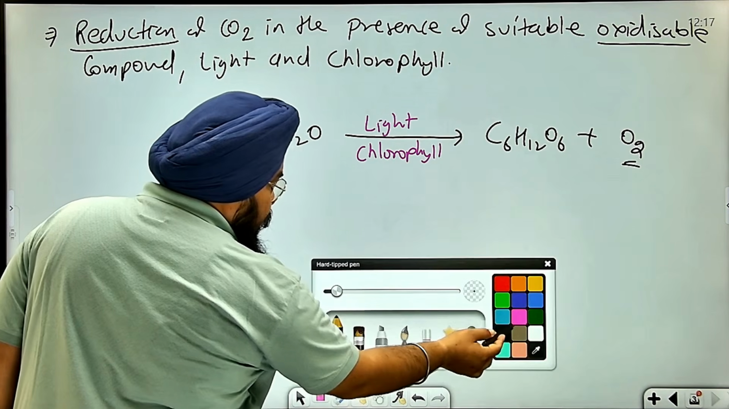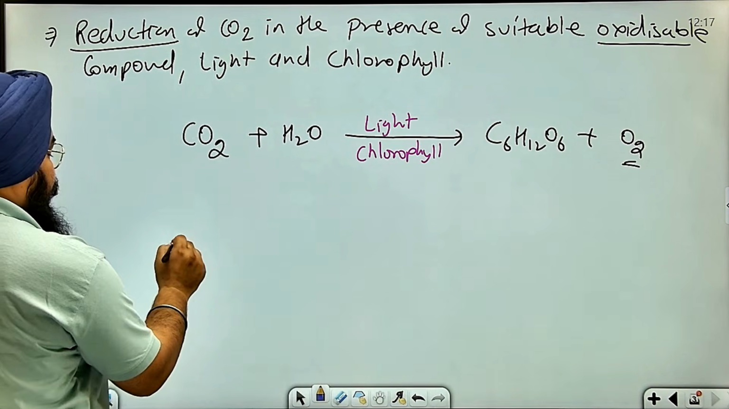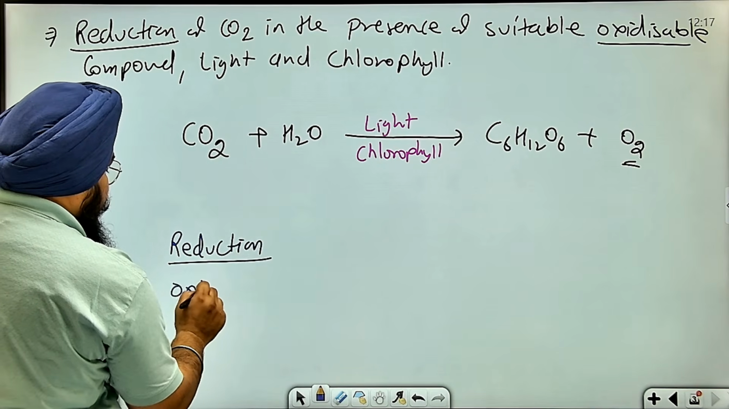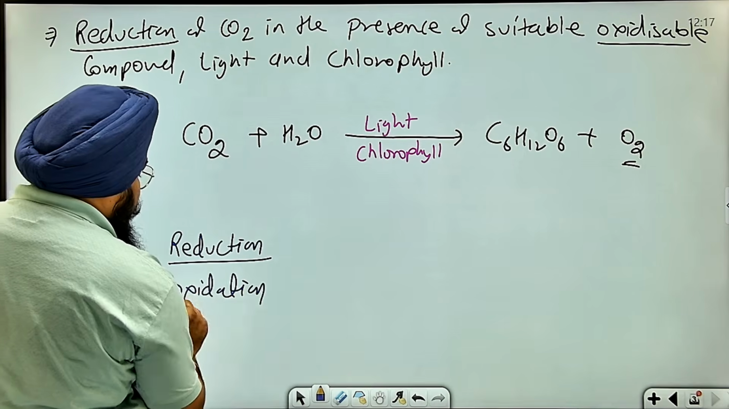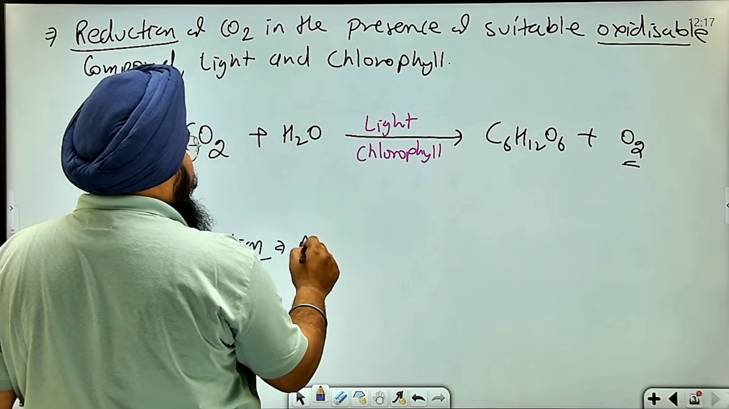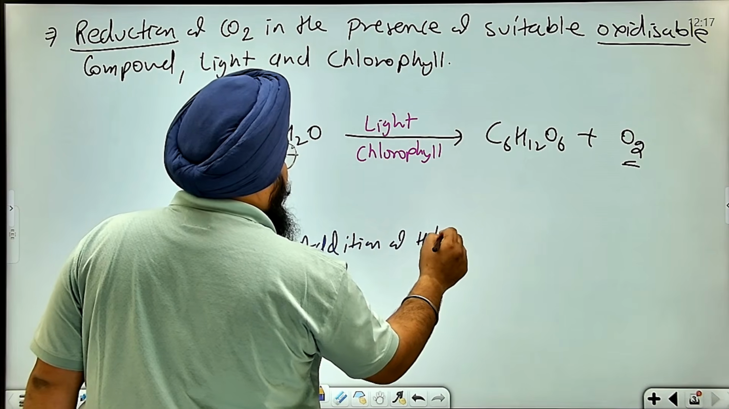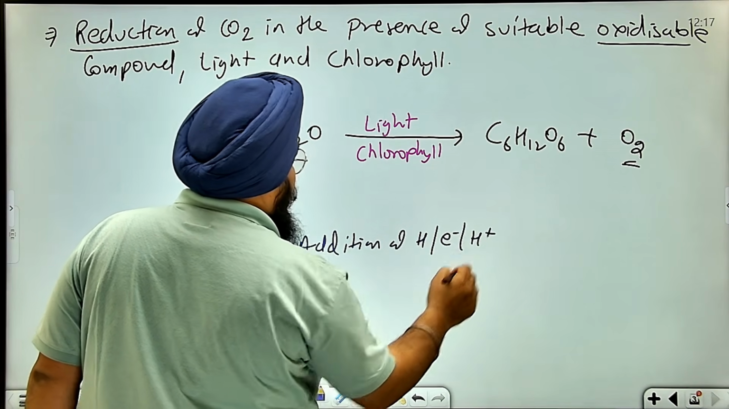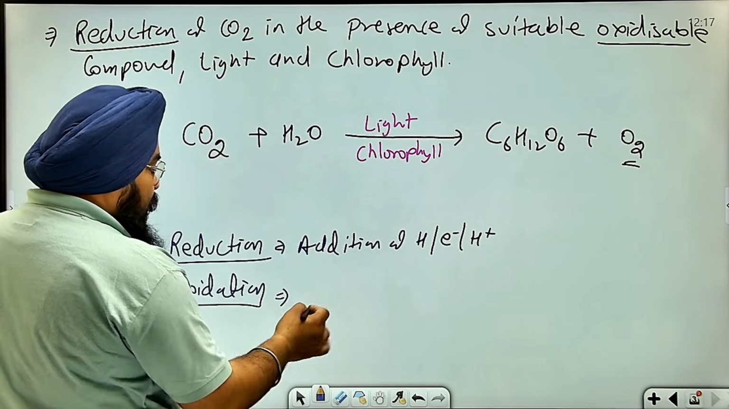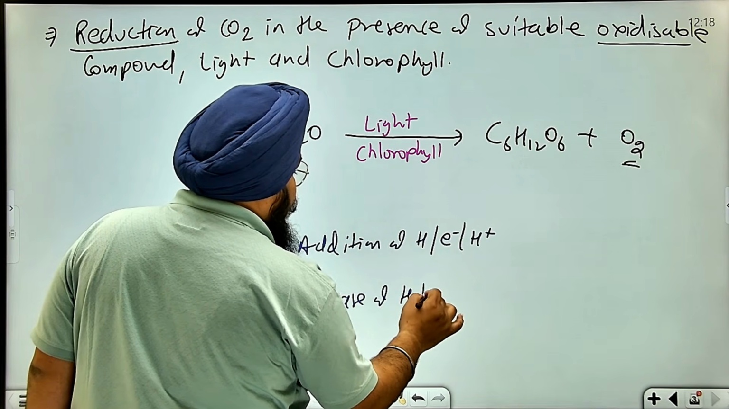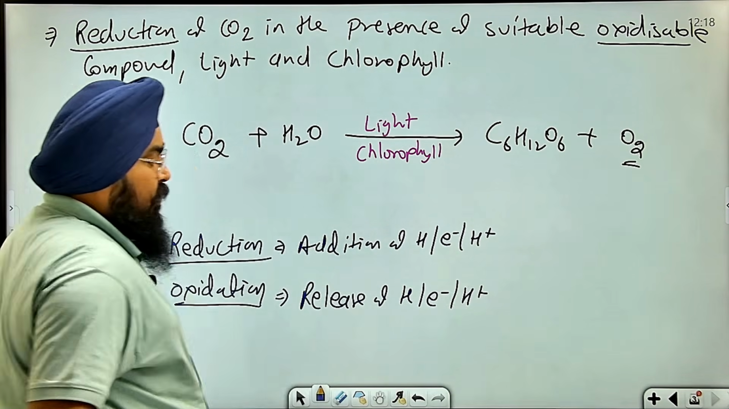There are two terms. One is reduction and the second is oxidation. Reduction is the addition of hydrogen, electrons or protons. Oxidation is the release of hydrogen, electrons or protons.